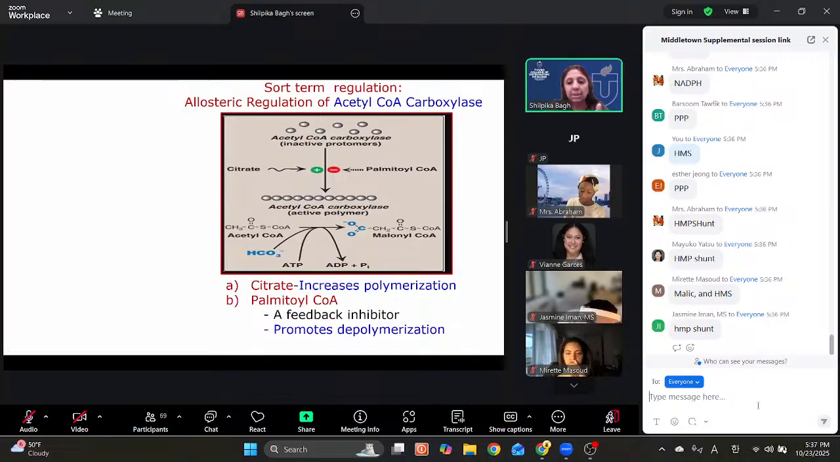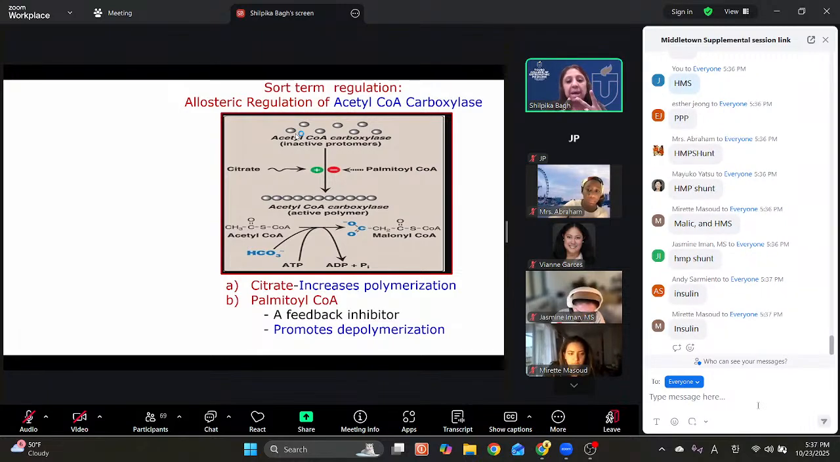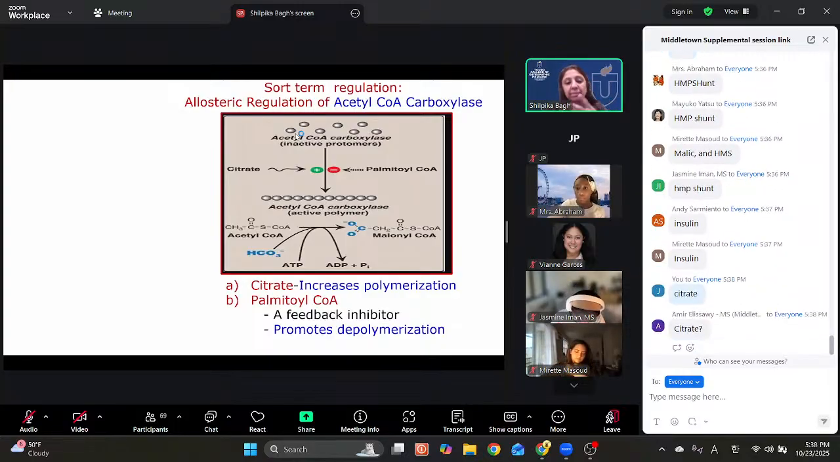So tell me, what can polymerize ACC? ACC is active when polymerized. What factors? Insulin, high insulin. What else? What else can polymerize and activate ACC? Is that just insulin? Citrate, very good. Citrate, what else? Add one more.